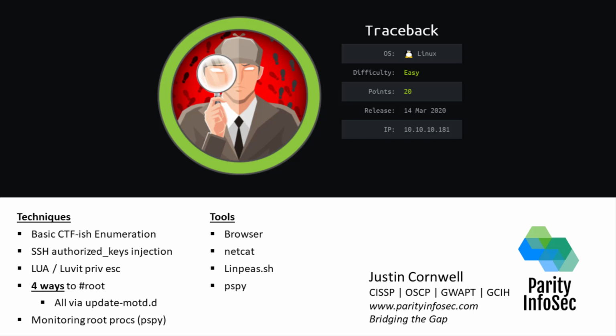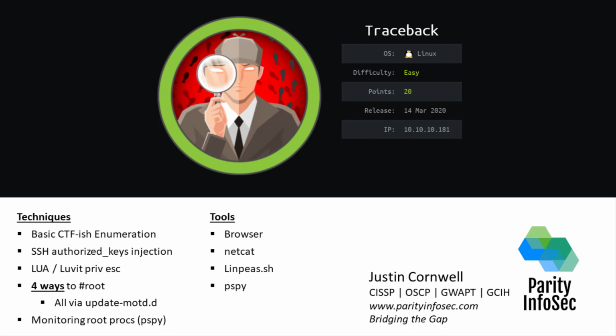So as we go through here, it's a bit CTF-ish. There's a couple places where you just kind of had to know what kind of word list to use. It definitely took a lot longer to find than what you're going to see here. So it is going to be some basic CTF-ish enumeration, rolling into using SSH authorized keys injection, being able to just drop your public RSA key in to get your SSH into different users. There will be a portion where we talk about Lua and the luvit.